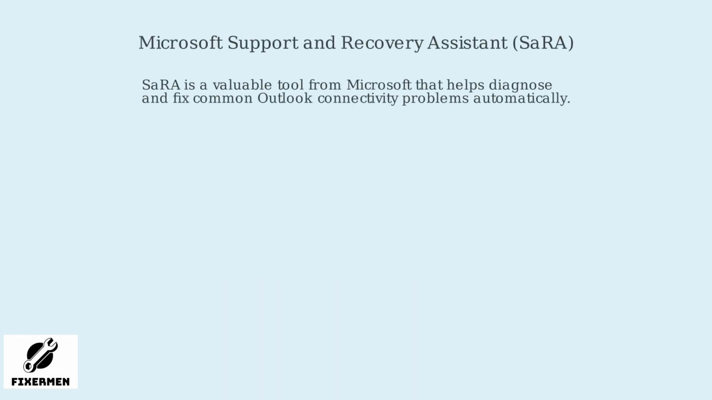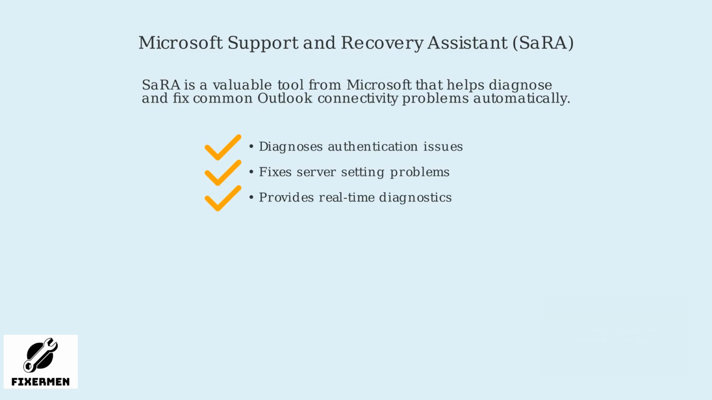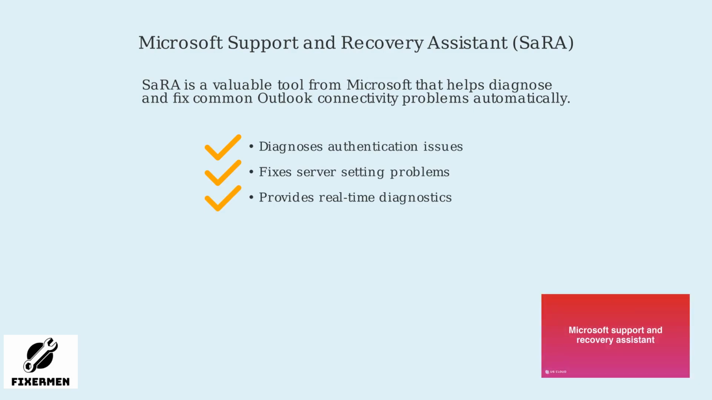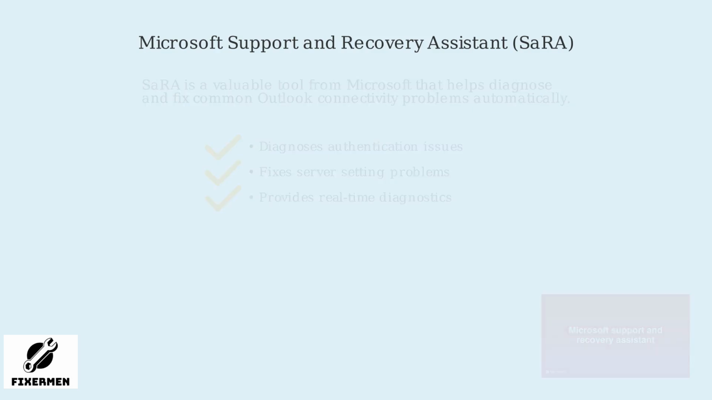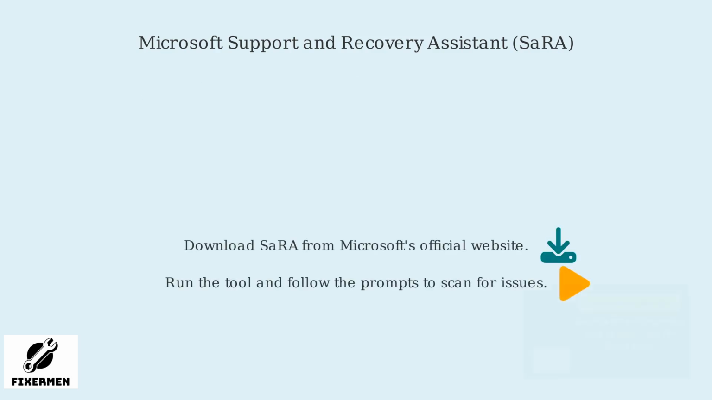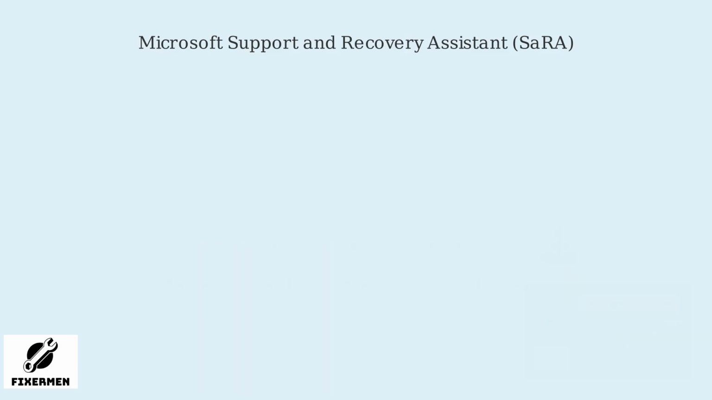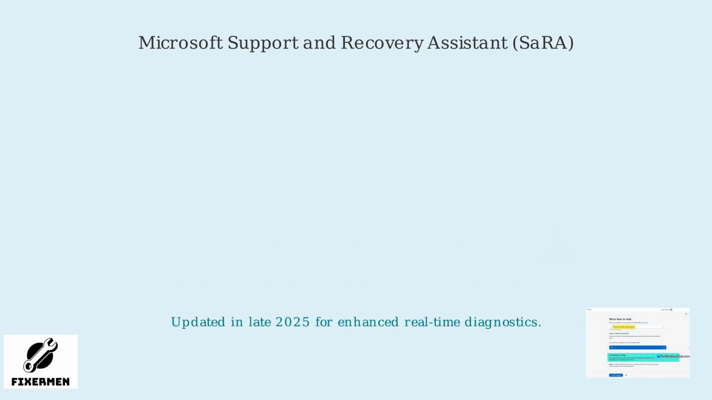The Microsoft Support and Recovery Assistant, or SaRA, is a valuable tool from Microsoft designed to help diagnose and fix common Outlook connectivity problems automatically. SaRA can handle various issues, including authentication problems and incorrect server settings. It was updated in late 2025 to provide real-time diagnostics. To use SaRA, download it from Microsoft's official website and run the tool. Follow the on-screen prompts to scan for and resolve connectivity issues. The tool will guide you through the process step by step.